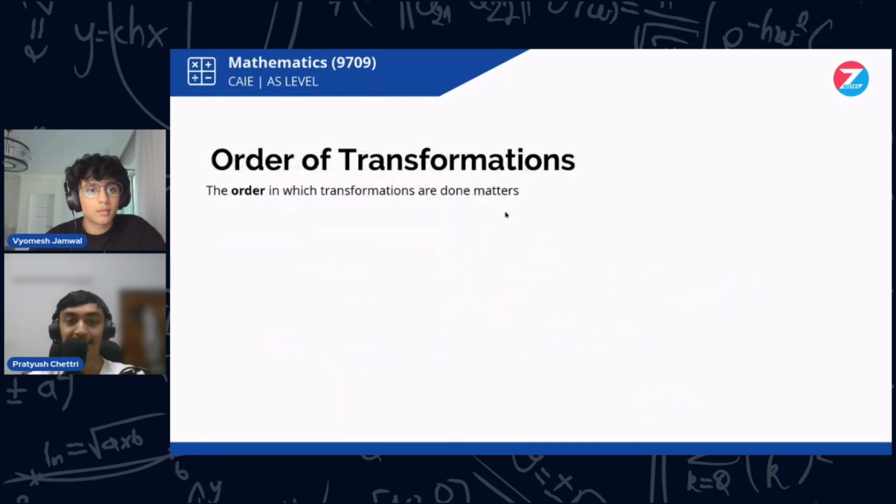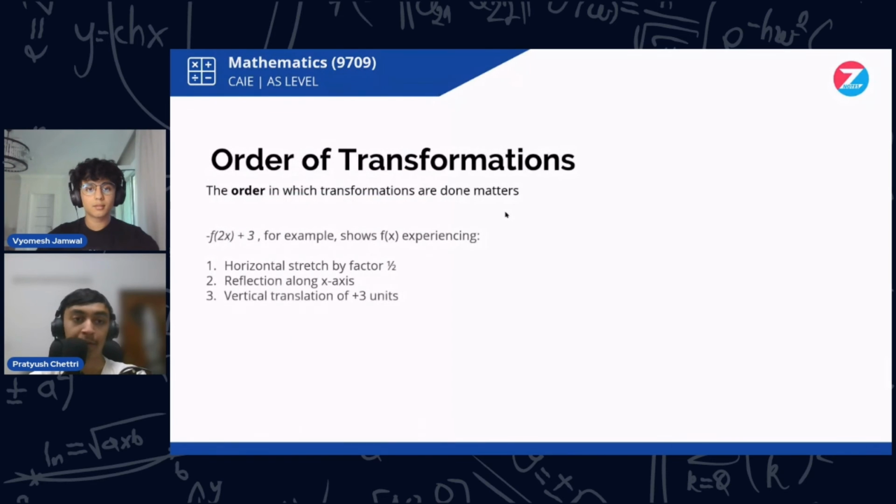And this is the single most important thing in this topic: the order that the transformations happen in. You can combine transformations, you can do one after the other, however you like, but you have to make sure that the order you describe them in is consistent. Look here at minus f(2x) plus 3. There are three things going on here.